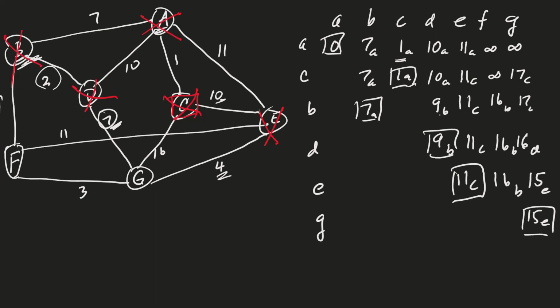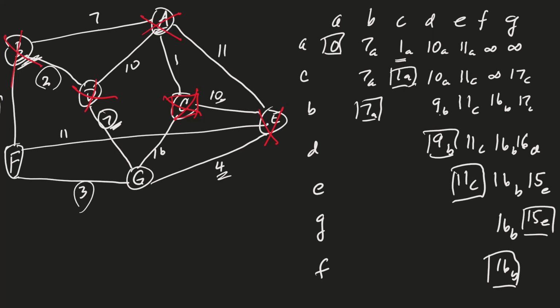And now is G connected to F? G is connected to F with a weight of 3. That would give us an 18 though. 18 is bigger than 16, so I just bring down the 16. Okay, and so that leaves 16B down here at the bottom with node F. Very good, there we are.